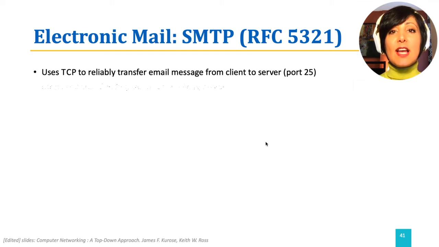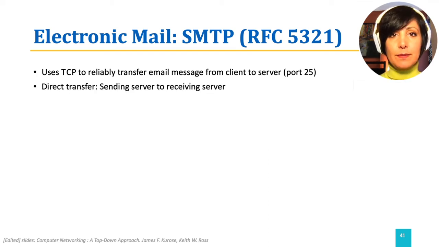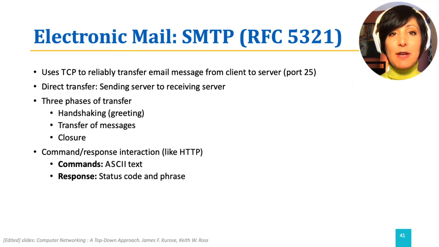SMTP uses direct transfer, meaning that SMTP communication happens between the sending and receiving servers directly, without any intermediate mail servers involved in the middle. The transfer happens in 3 phases: handshaking between the servers, transfer of the message, and closure. These phases happen through a command and response interactive process.